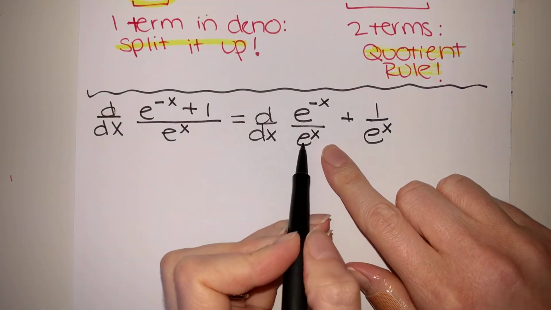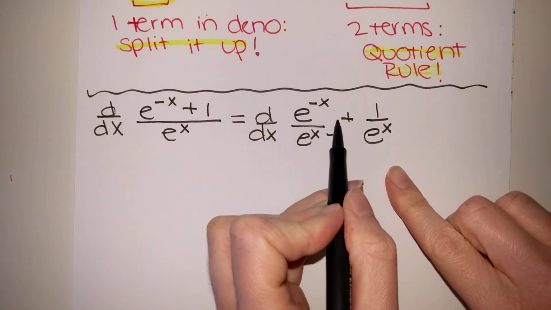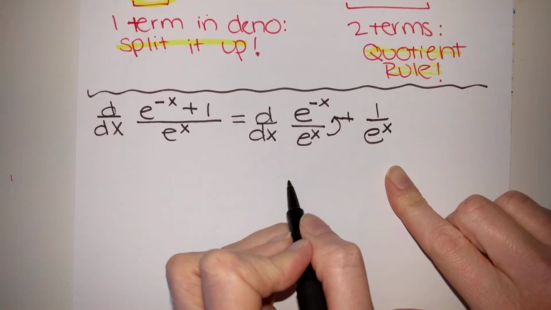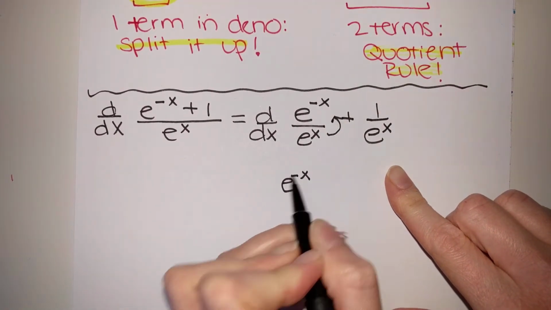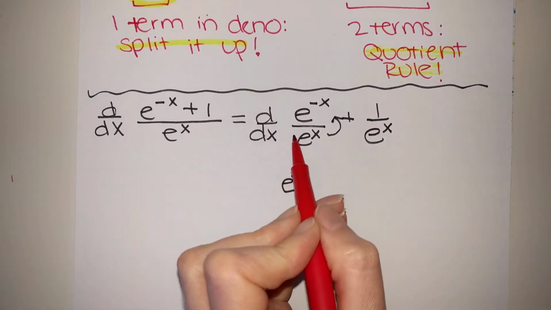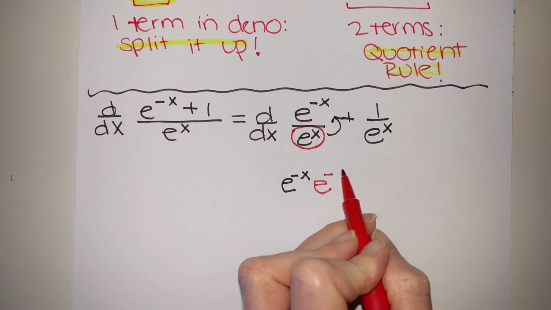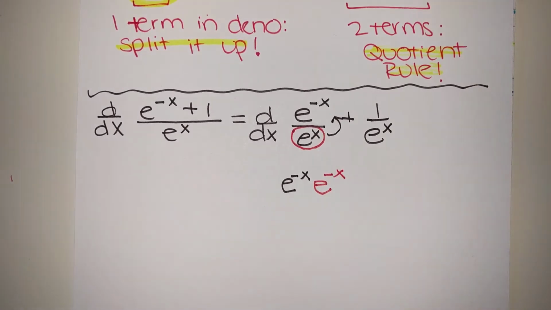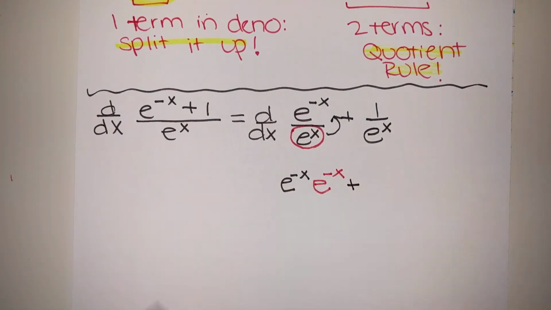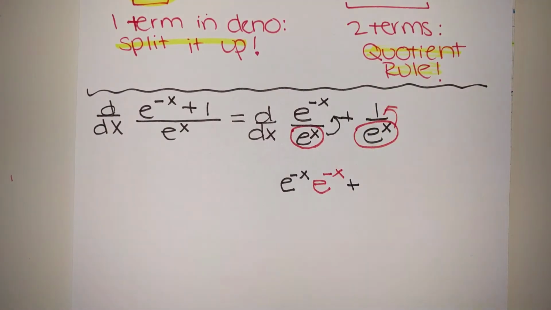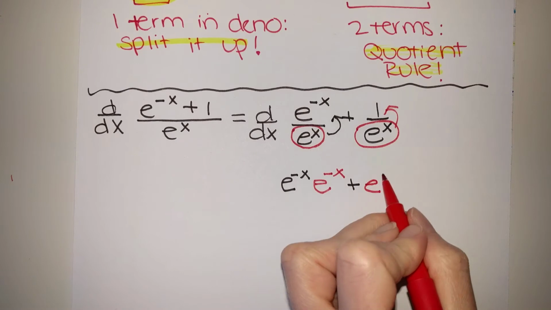And we can simplify this very nicely because we can bring up this e to the x into the numerator, and when we do that, we will bring it up as an e to the negative x. So again, this, when we bring it up into the numerator, will become an e to the negative x, and the same thing for the second term. This, when we bring it up into the numerator, will become an e to the negative x.